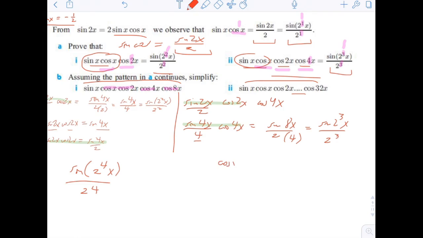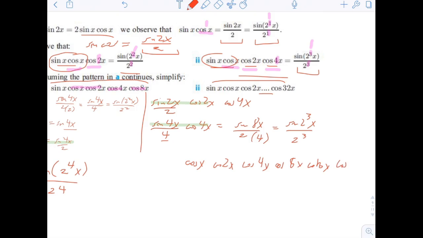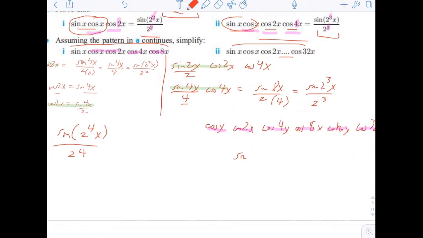So there would be cosine of x, there'd be cosine of 2x, there'd be cosine of 4x, there'd be cosine of 8x, and cosine of 16x, and cosine of 32x. So how many cosines is that? 1, 2, 3, 4, 5, 6 cosines. So then our expression is going to be sine of 2 to the 6 x divided by 2 to the 6th. Just notice that my 2 to the 4th looks a lot like 24. Okay, that's it.